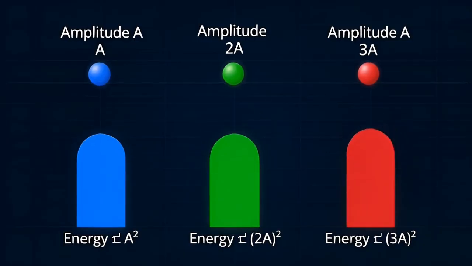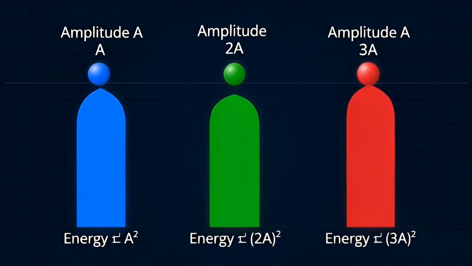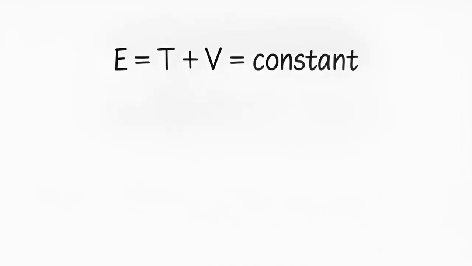In a horizontal spring mass system, a block of mass m sits on a frictionless surface and is connected to a spring of spring constant k.